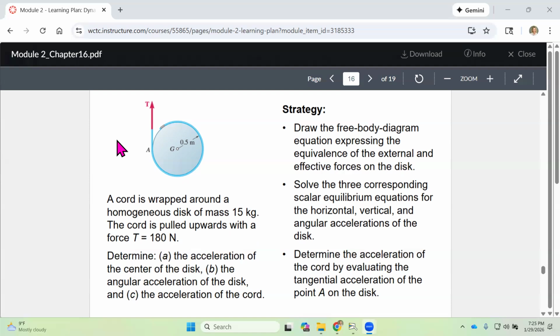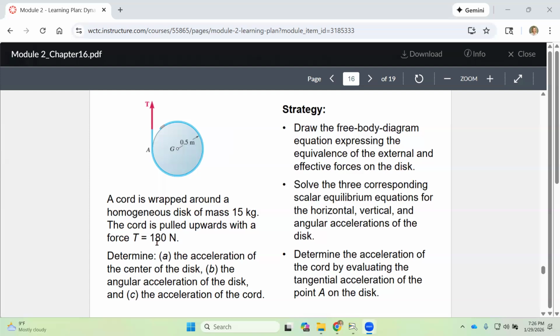So the problem statement says a cord is wrapped around a homogeneous disc. Homogeneous just means that it's all of the same material, an even cross section throughout. They're giving us the mass of 15 kilograms. Also, we are given the radius to the outside edge of that disc. They're not giving us a radius of gyration this time, because this is a simple shape, a disc, so we'll be able to use the standard equation for the rotational inertia. I'll show you how we do that.